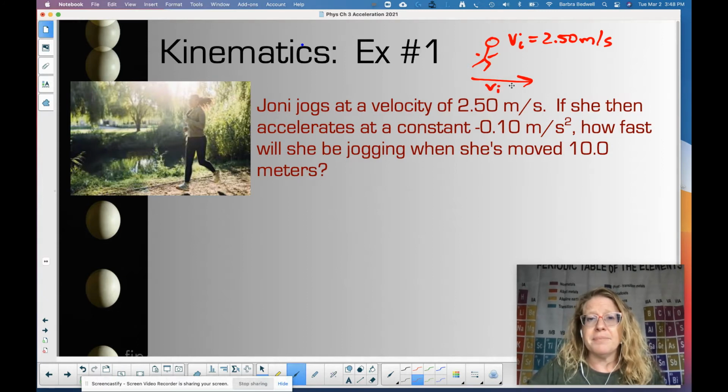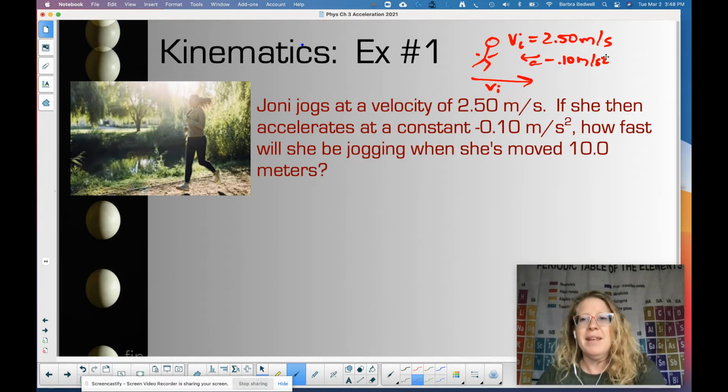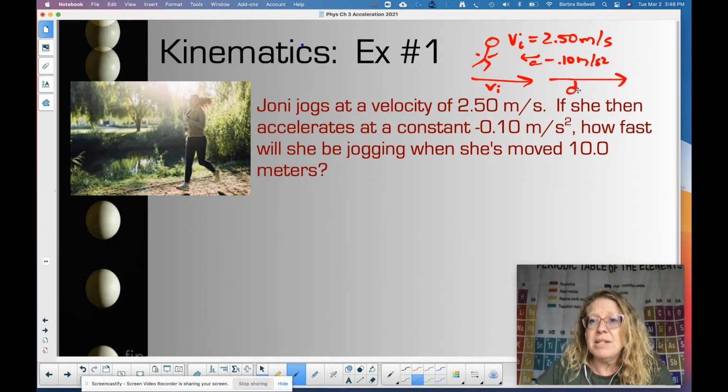That direction. She then accelerates at a constant negative 0.10. So A is this way, acceleration negative 0.10 meters per second squared. So even though she's moving forward, her acceleration is somehow pulling her backwards. In other words, she's slowing down. And then how fast will she be jogging when she's moved 10 meters? So her displacement is that direction, D equals 10 meters, and it's positive. There's no positive or negative sign, you've got to look carefully. So my positive direction's to the right, my negative direction's to the left.